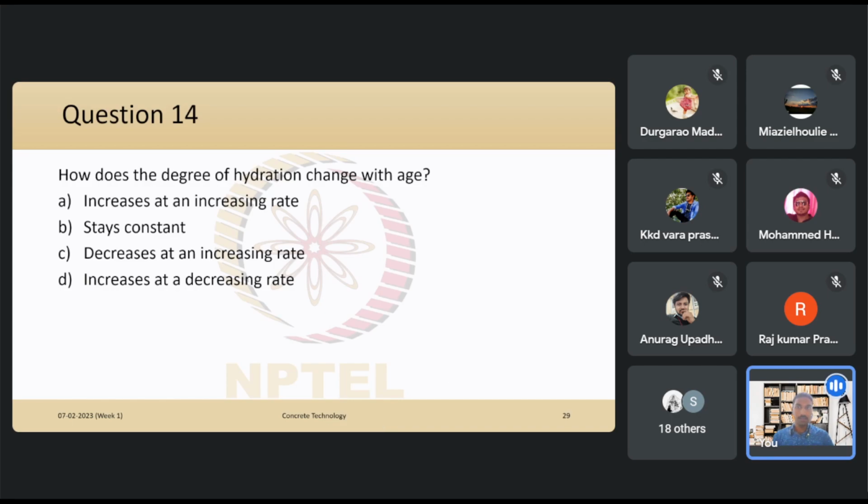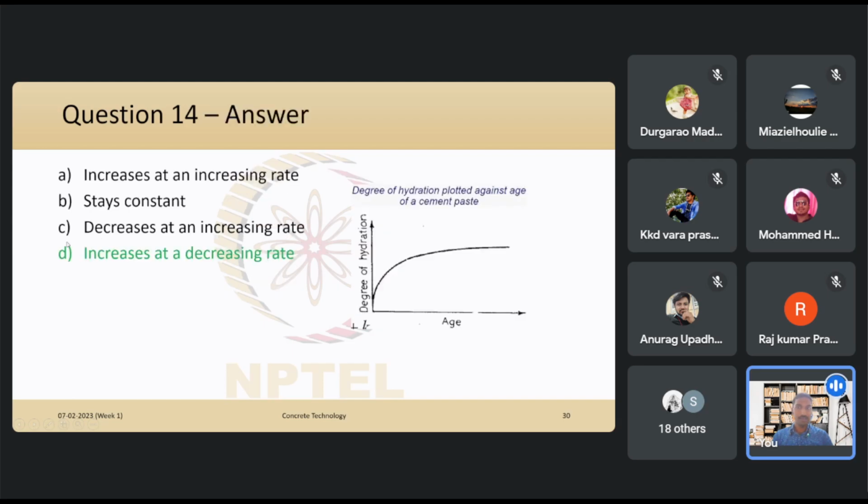So most of you have said it is either C or D, right? So there are some answers for A and B as well, but most think it is either C or D, right? So it either decreases at an increasing rate or increases at a decreasing rate. So you'll see the right one is actually option D. It increases at a decreasing rate.